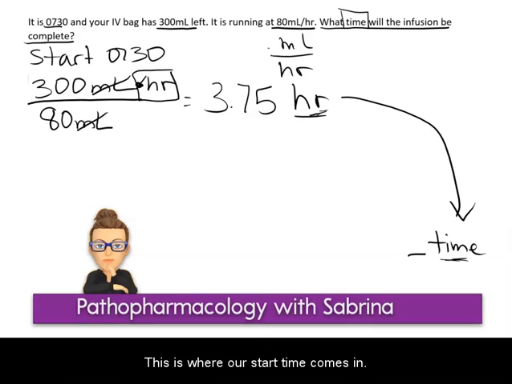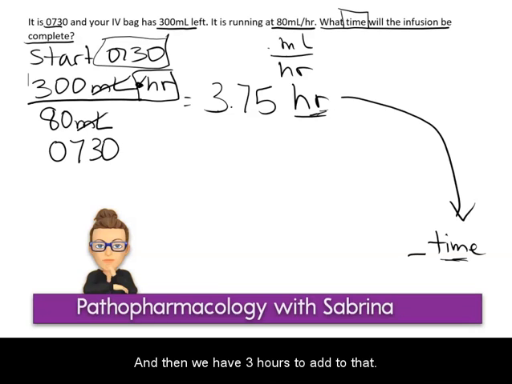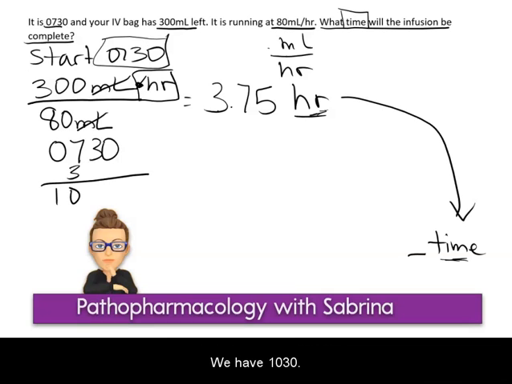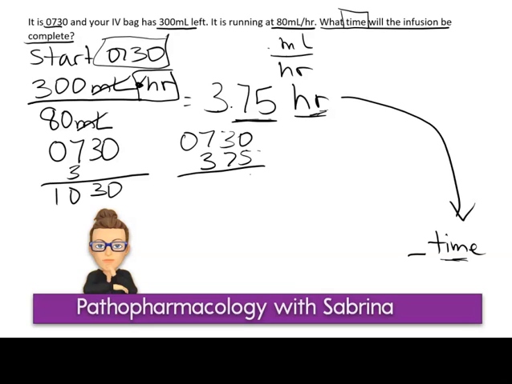This is where our start time comes in. So our start time is 07:30, and we have 3 hours to add to that. So we can add a 3 there because that's the hour line. So we have 10:30. At this point, we do not want to write 07:30 and then 375, or 5, 10, 11. That is not the correct answer. It's a decimal. 0.75 of an hour does not equal 0.75 minutes. We have to do another calculation.